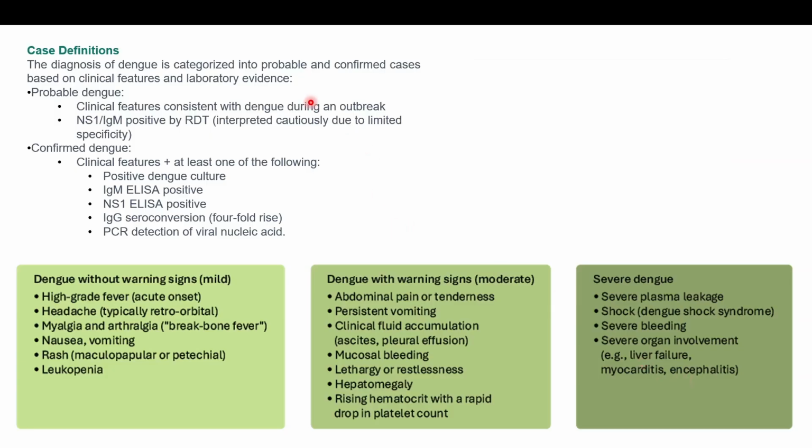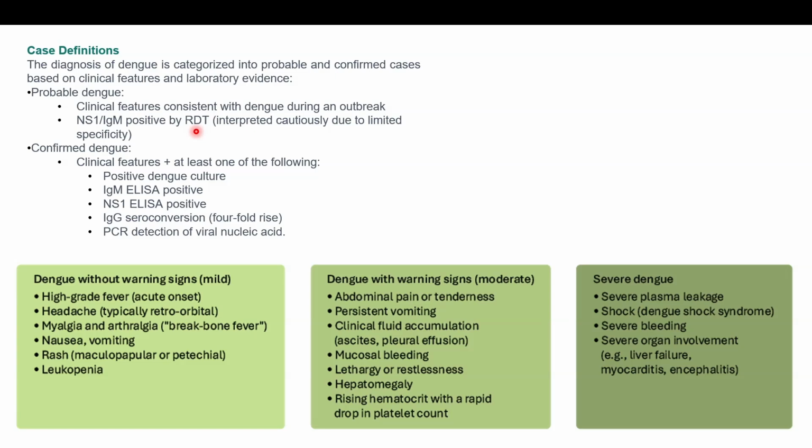Case definitions. Dengue is categorized into probable and confirmed cases. Probable case: clinical features consistent with dengue during an outbreak, NS1 or IgM positive by rapid diagnostic test. So always remember, rapid diagnostic test or card test is not the diagnostic investigation for dengue fever. It is interpreted cautiously due to limited specificity.